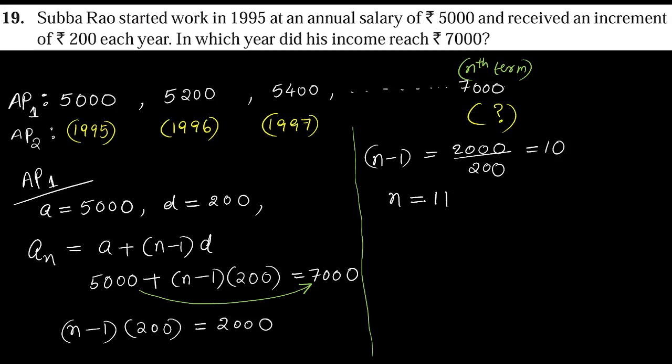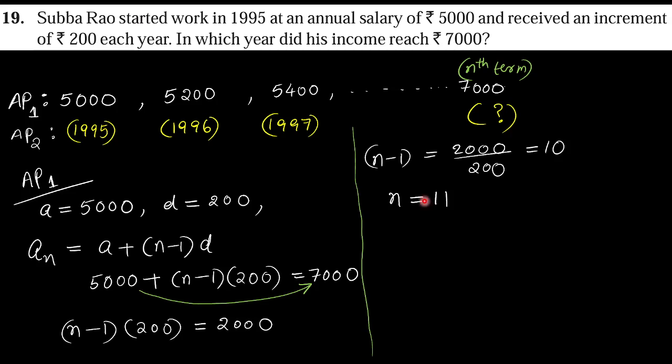Not completed, but I found the number of terms for both APs. How many terms are there? 11 terms are there. Till this step you are okay? Yes, sir. Is it audible?